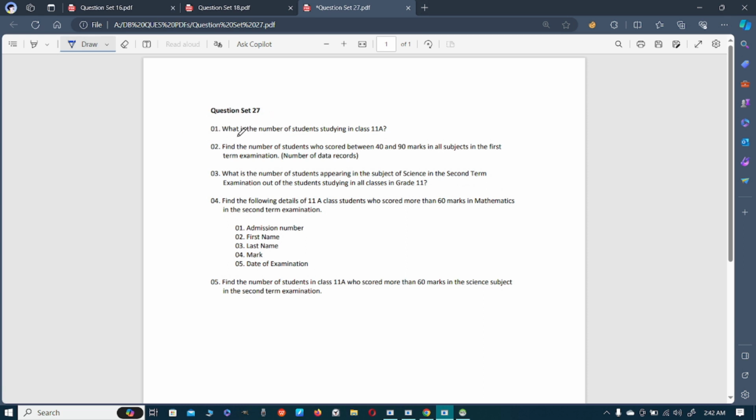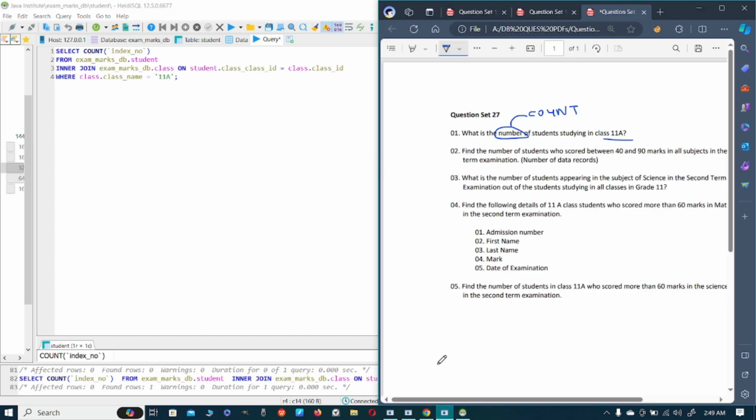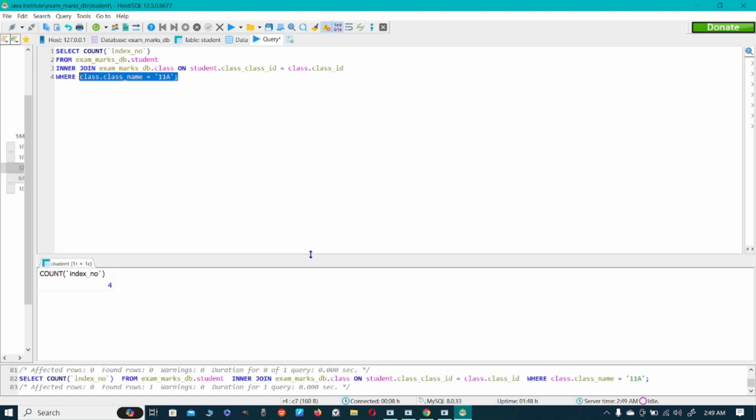27. The first question: what is the number of students? What is the number of means that we have used the count function. Count the number of students studying in class 11. So this will be our first query. We have to select the number of students who are studying in class 11A. So we count the number of index numbers we get from these two inner join tables, and we have used the condition class name 11A. So I will show you the answer that I received.